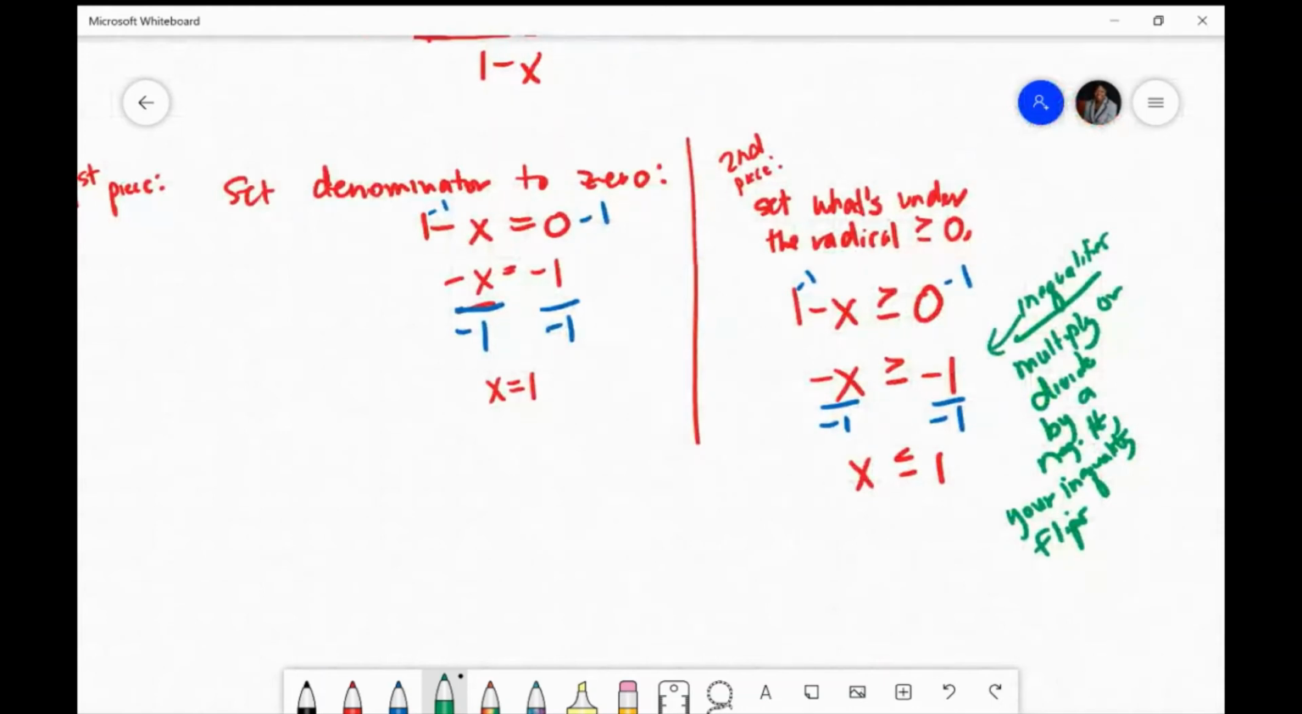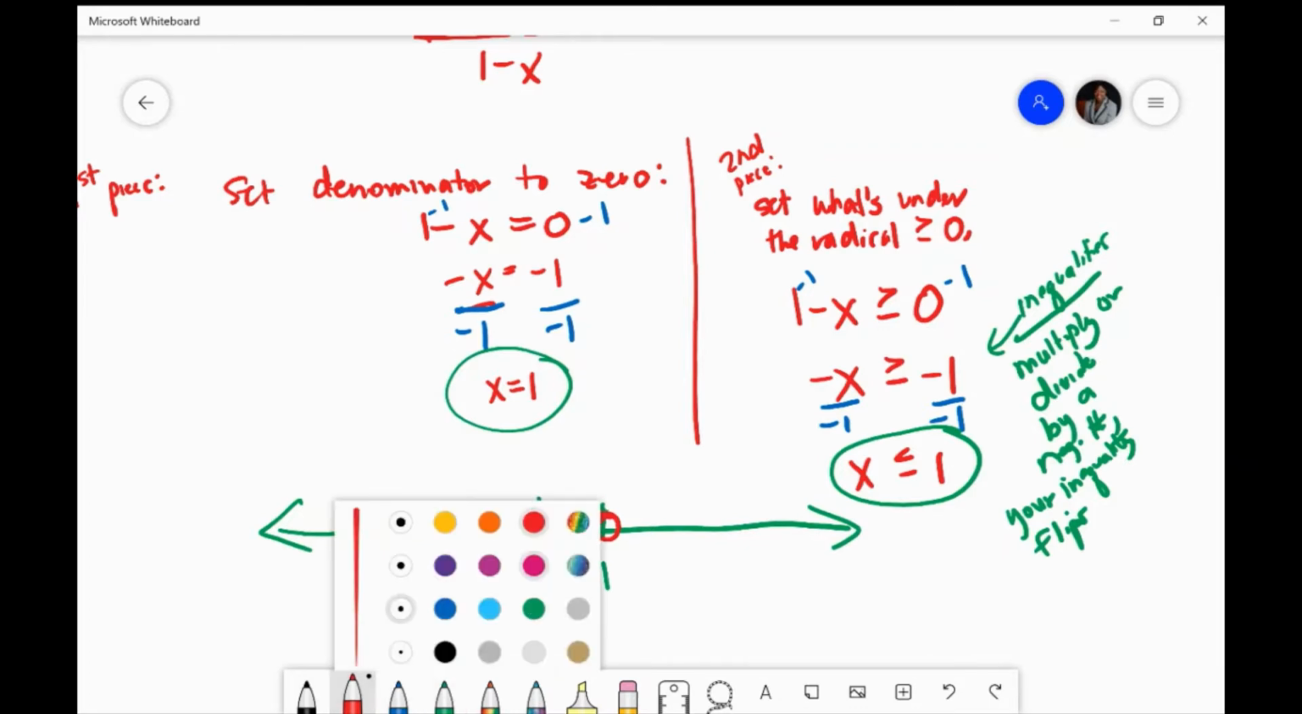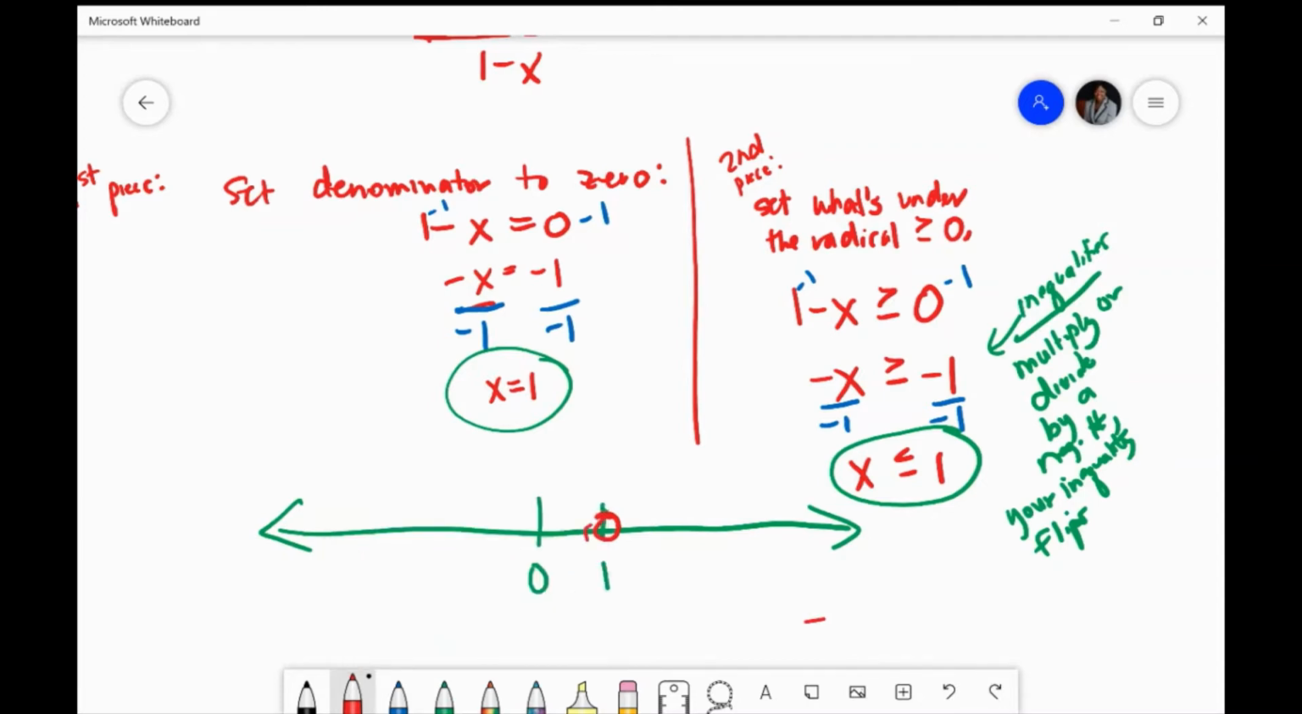Okay, so we got two pieces we got to put together. Let's look at our number line. We don't want it to equal 1. That's gonna be a problem. All right, I'll put an open circle there. But it's okay for it to be less than 1. It can't equal 1, but it can be less than 1. So all these numbers are okay. How do I write that in interval notation?